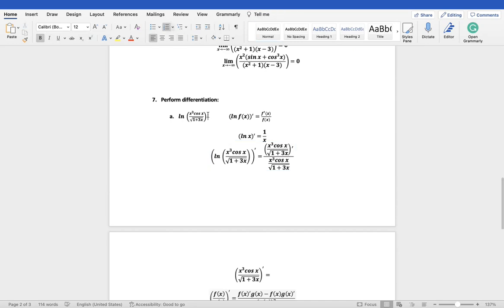Another way, like he said, is to use the rules of logarithmic functions. You know that when you have ln of a over b, it's just ln of a minus ln of b. So it's basically ln of the numerator minus ln of the denominator, which is the square root of 1 plus 3x.